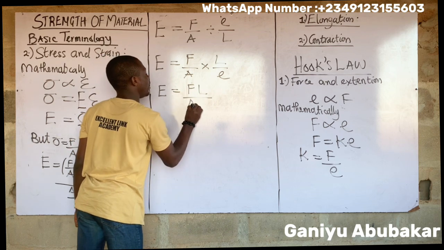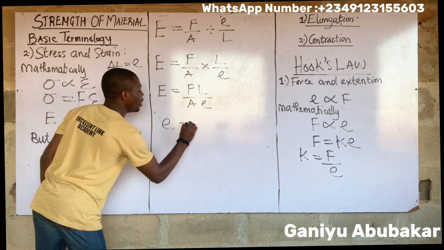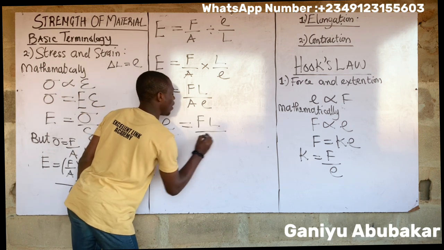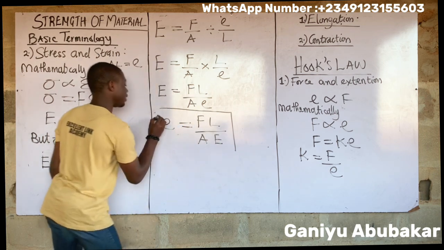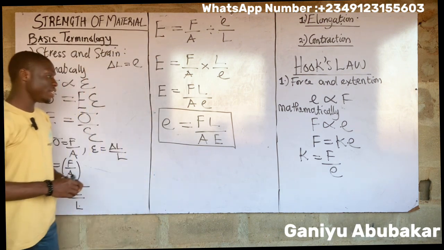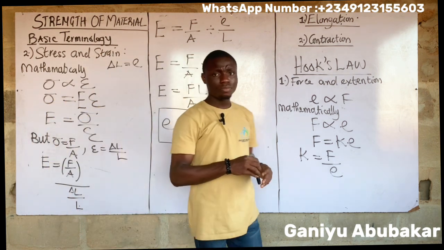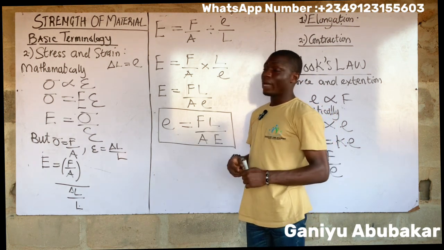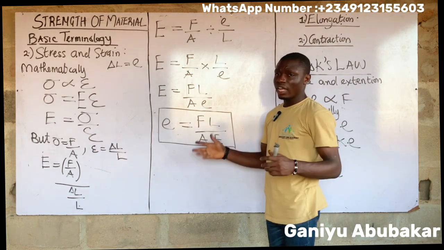E now is equal to FL all over Ae. Make this e subject. That becomes extension e is equal to, I will swap these two, FL all over AE. So it becomes your formula for calculating extension of a material. Please note these formulas, very, very important, please. Note that extension is measured in meter or perhaps millimeter. It depends on the question. So this becomes your mathematical expression for calculating extension.